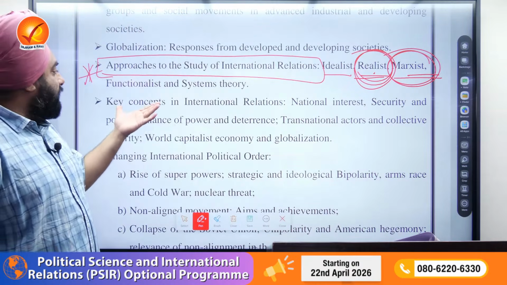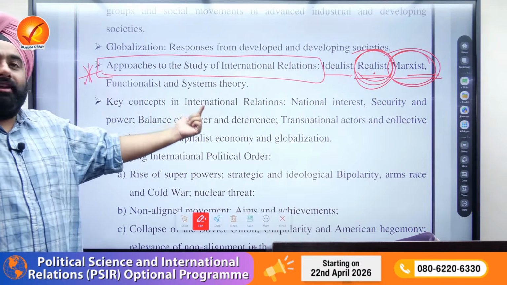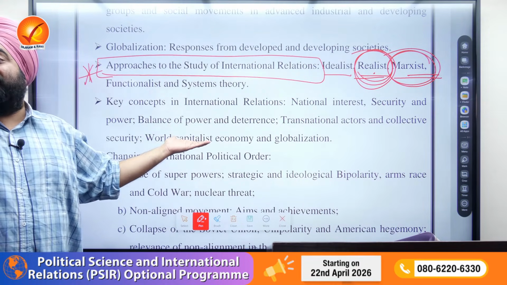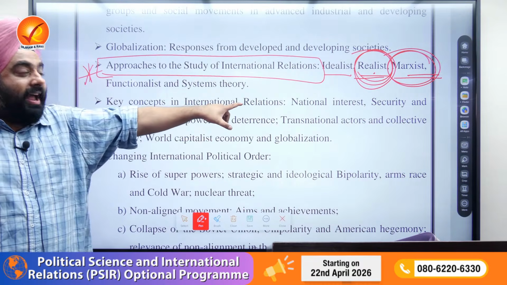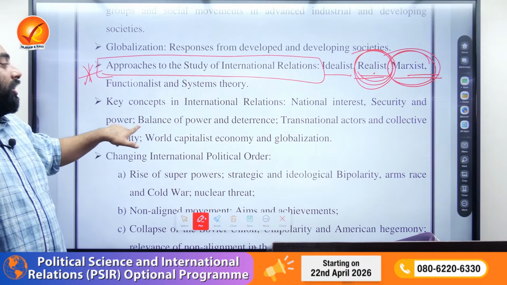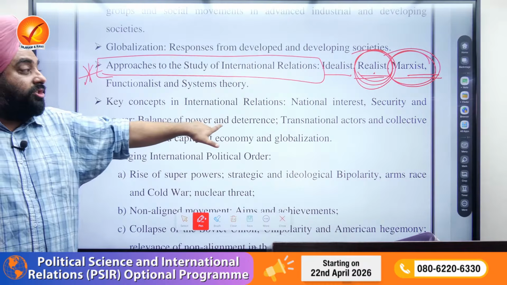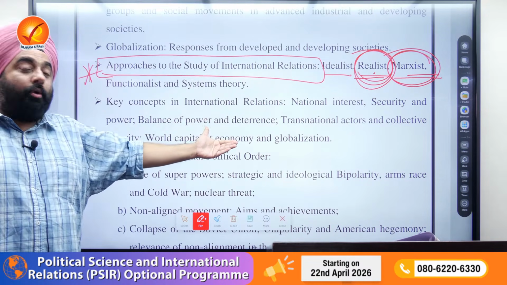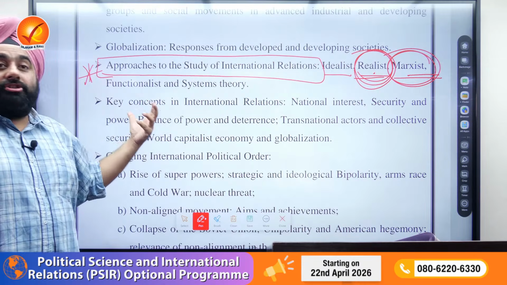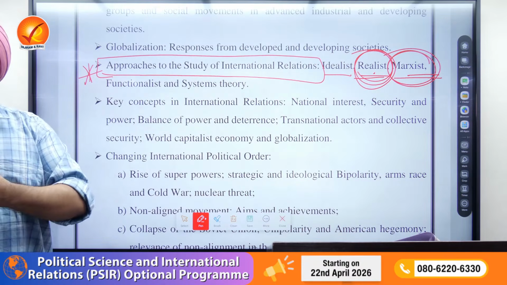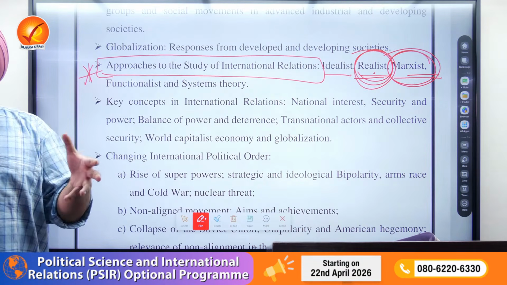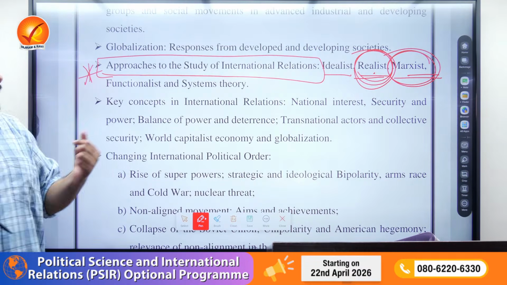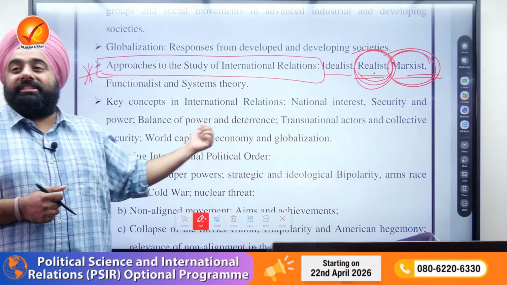Important IR concepts, that's your next chapter, key concepts of international relations. This is the second most important chapter of the PSIR paper 2 syllabus. You must know what you mean by national interest, what you mean by national security, what is balance of power, what is nuclear deterrence, what is collective security, what is the role of nuclear proliferation in the world. Because you must be reading that America is very upset and concerned that Iran may end up developing nuclear weapons, which will result in nuclear proliferation. So these are key concepts of IR.